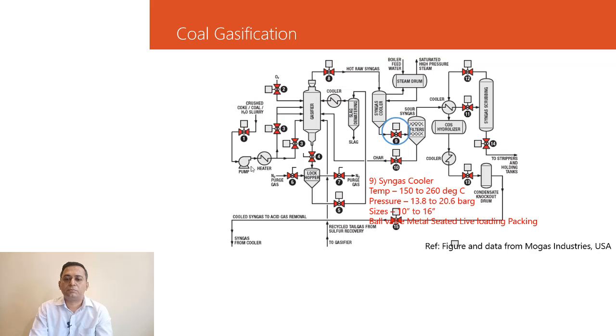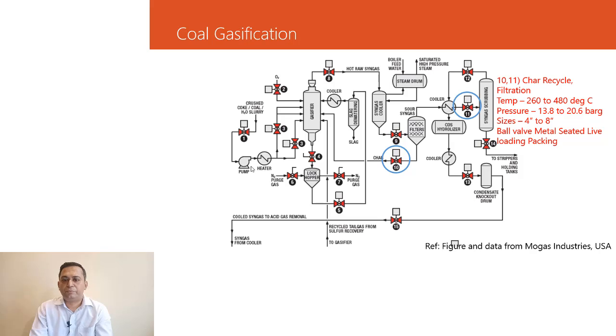9. Syngas cooler. Here, as the gas is removed from the gasifier, it is cooled through a cooler. The temperature is reduced from 650 to 150 to 260. Pressure is also reduced from 34 to 13.8 to 20 bar. Size increased little bit, 10 inch to 16 inch, and here also we require a metal seated ball valve.